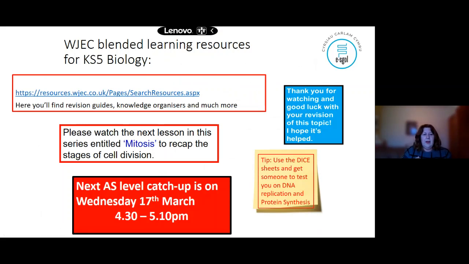So that's all I'm going to say about protein synthesis today. Next time I'm moving on to unit 1.6. I'm going to talk the first of two lessons about cell division. I'm going to talk about mitosis. So as I say, the next catch up is next Wednesday on the 17th.